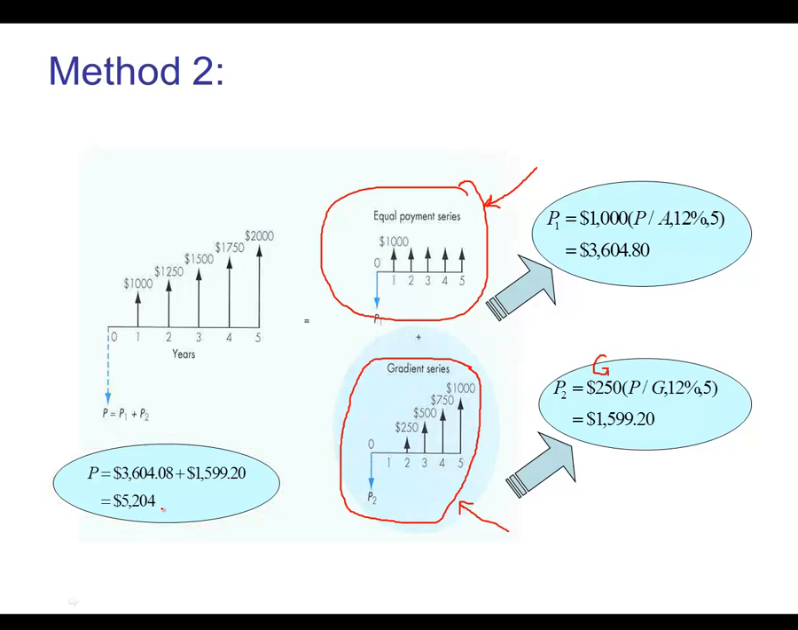But as you can see, it's been calculated in two different methods. The first method is just returning the future value into present and adding these present values together, and you will get the total present worth. The other method is using the gradient. So we separate the equal payment series from the gradient series, and we calculate the two values, then we add P1 plus P2.